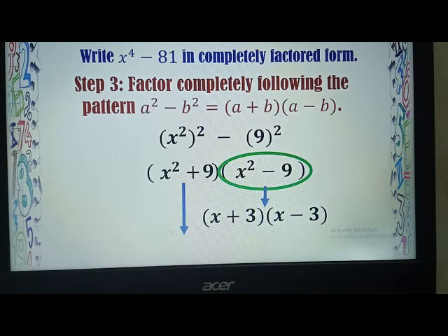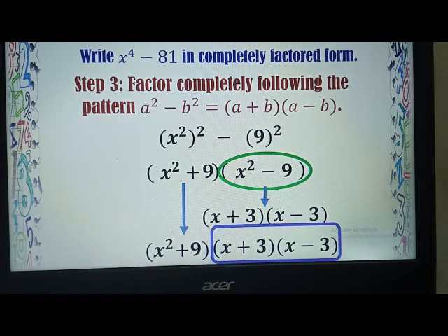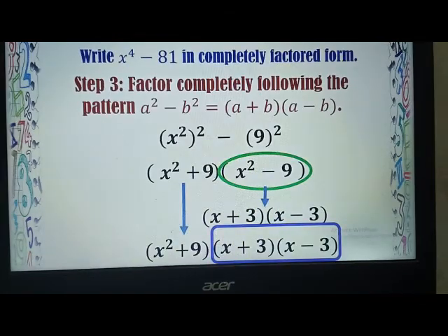So the complete factored form of x raised to 4 minus 81 is x squared plus 9, and then the factors of x squared minus 9, x plus 3 times x minus 3. So the completely factored form is x squared plus 9 times x plus 3 times x minus 3.